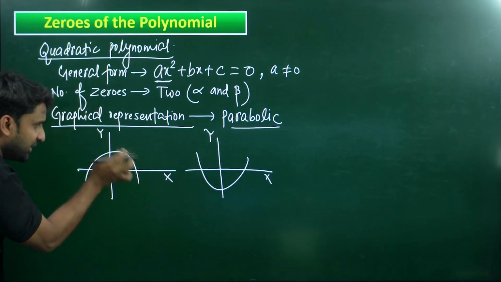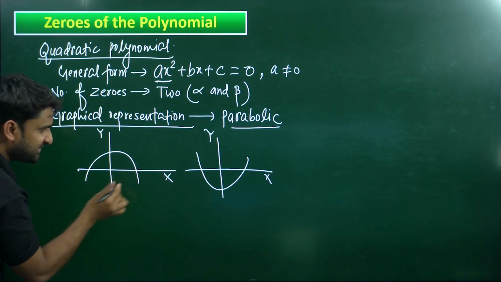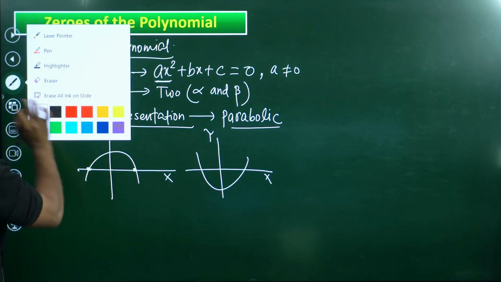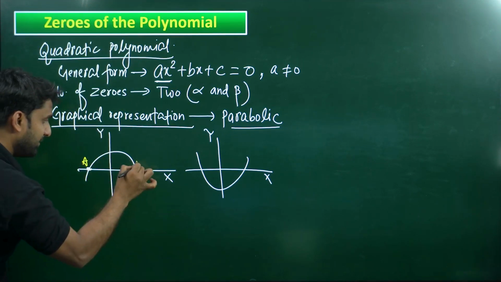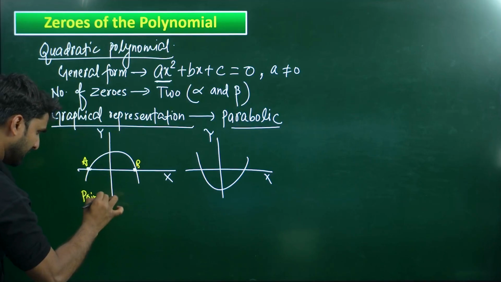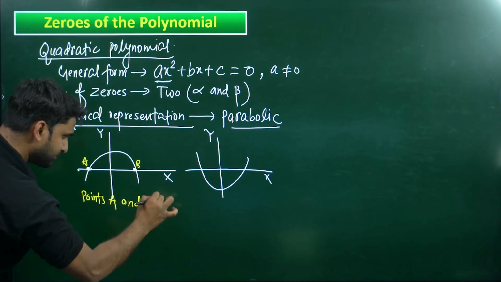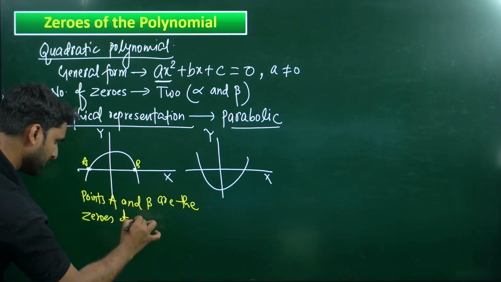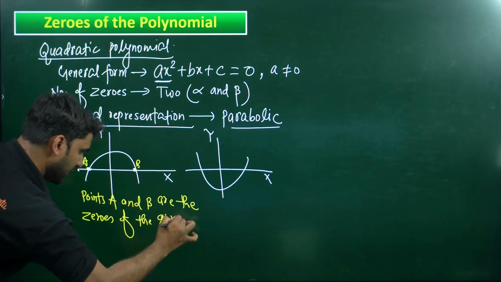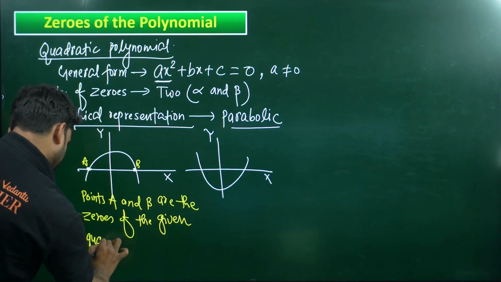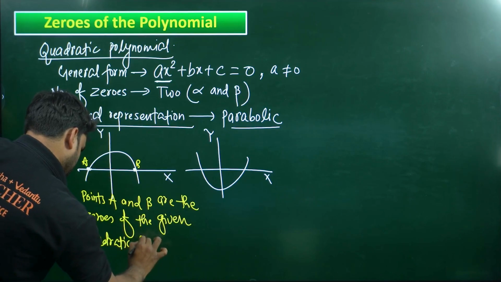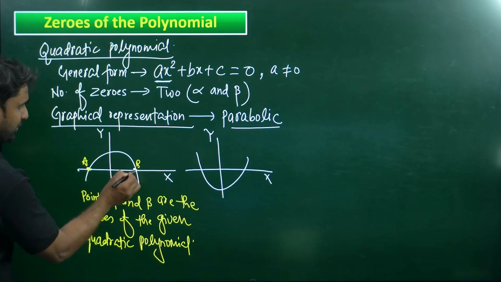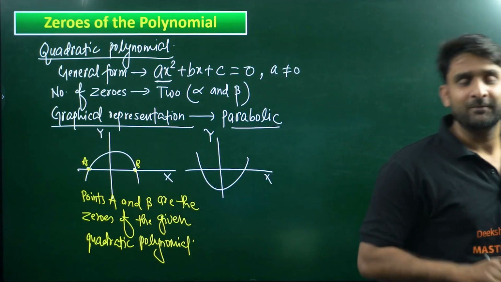At how many points is this parabola intersecting the x-axis? At 2 points. So these 2 points are the zeros basically. The first zero and the second zero. These points A and B are the zeros of the given quadratic polynomial. So this decides the number of intersections. How many intersections are there? 2 intersections are there. So the number of intersections decides the number of zeros.